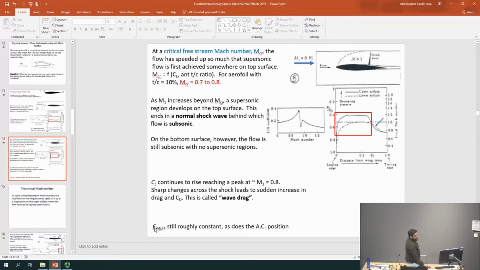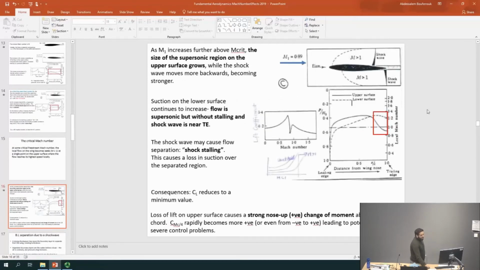If we look at the moment, typically even beyond this critical Mach number, at the highest lift and with the drag increasing due to wave drag, it's still relatively constant. Okay. So now we're going to keep increasing the Mach number beyond 0.81. So let's see what happens.